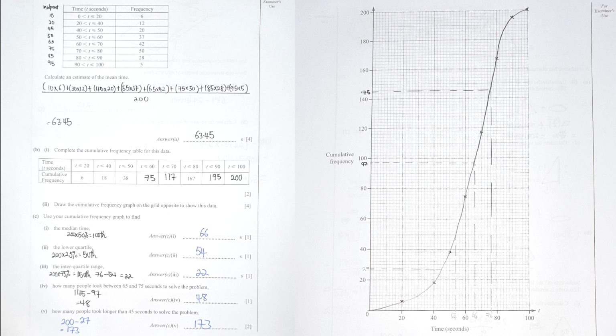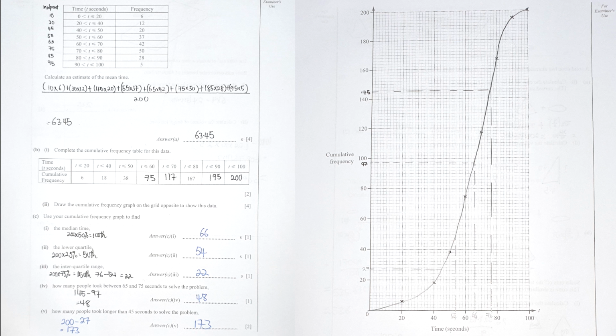Question 5, pretty straightforward. For you to calculate the mean, first you need to identify the midpoint of the time. Then take the midpoint, multiply by their respective frequency, divide it by 200, then you will get your mean time as 63.45.